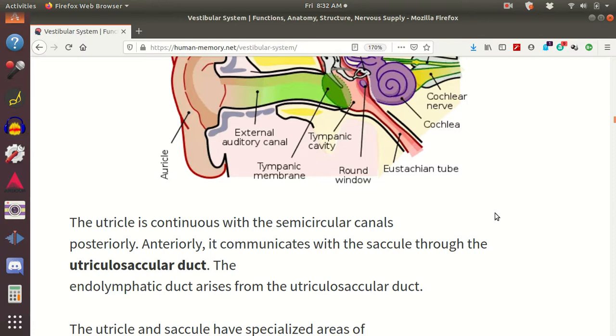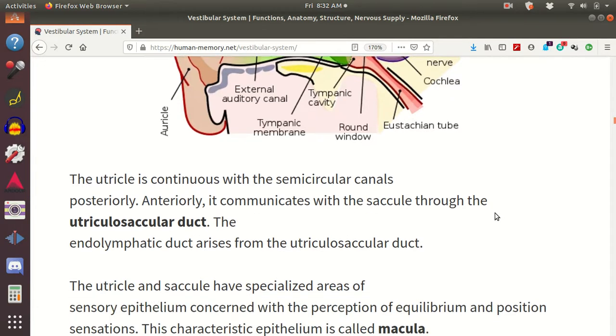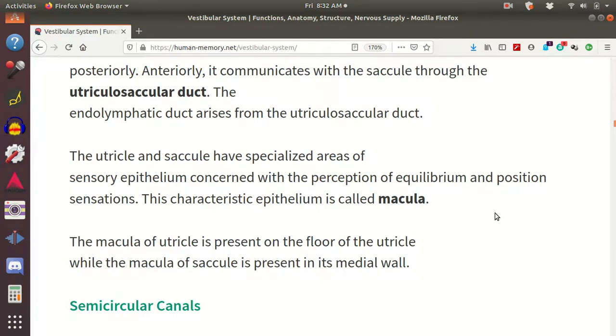The utricle and the saccule have specialized areas of sensory epithelium concerned with the perception of equilibrium and position sensations. This characteristic epithelium is called macula. The macula of utricle is present on the floor of the utricle, while the macula of saccule is present in its medial wall.